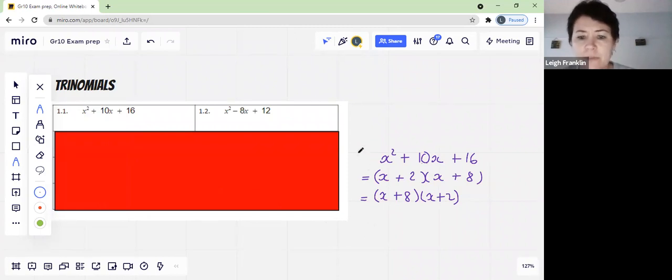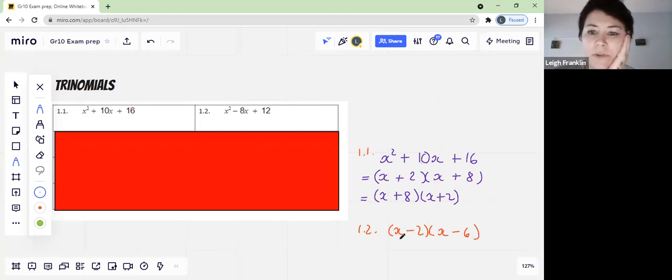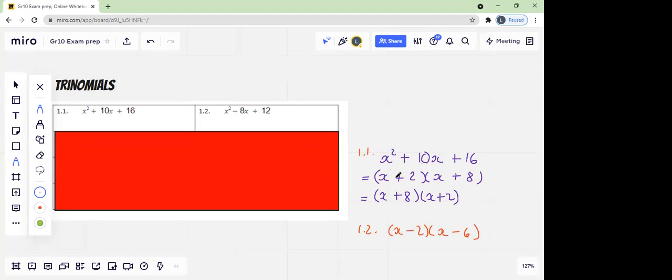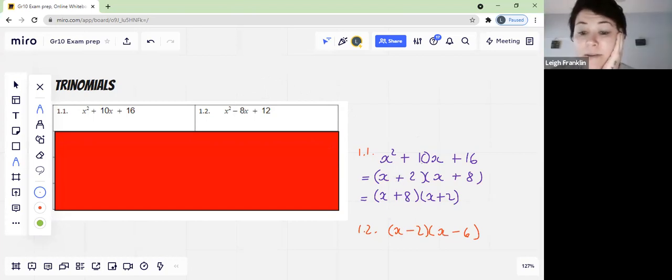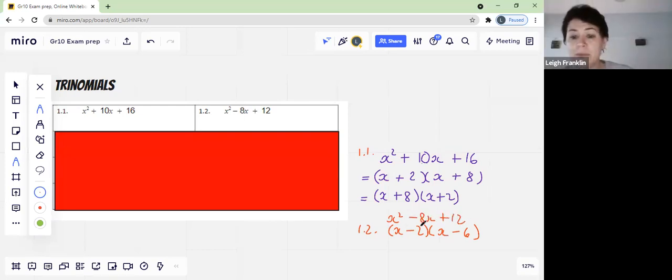How is 1.2 different to 1.1? Sihle says x minus 2, x minus 6. Who agrees with Sihle? There's a negative and a positive. So your middle term is negative, your last term is positive. So you are quite right, Sihle. This is x squared minus 8x plus 12. When the middle term is negative and the third term is positive, both brackets have to have a minus in them. So that was very well done.